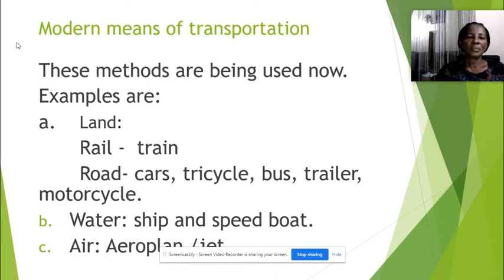Now, people go by land, rail, or road. When you talk about land, you talk about rail. Rail is train. Road use cars, tricycles, buses, trailers, and motorcycles. Water, people go by ship and speedboat on water. And by air, people choose aeroplane and jets.